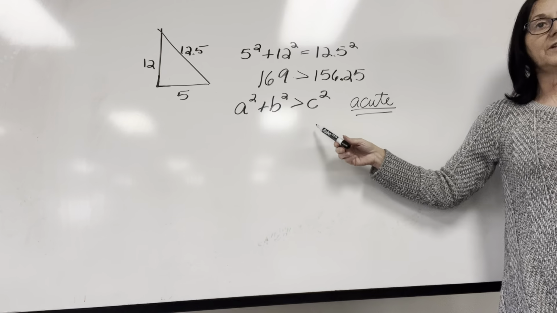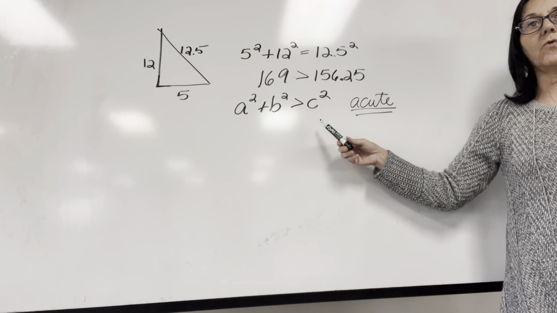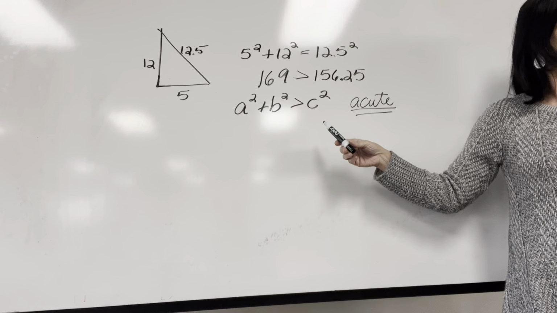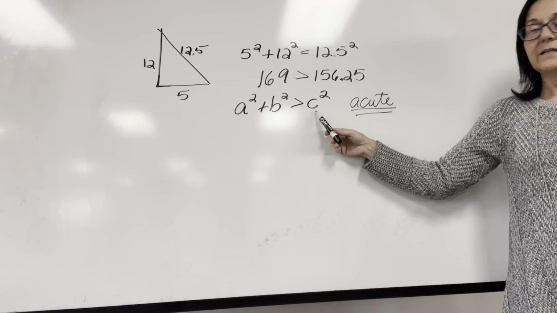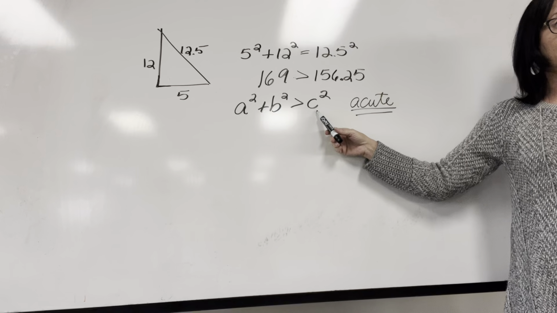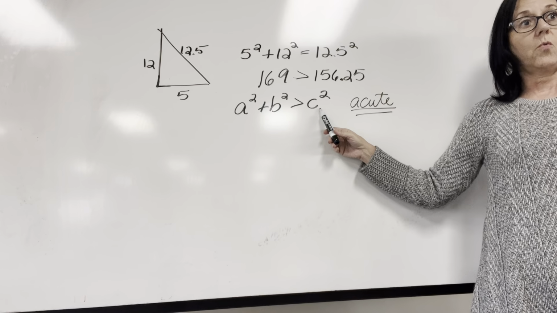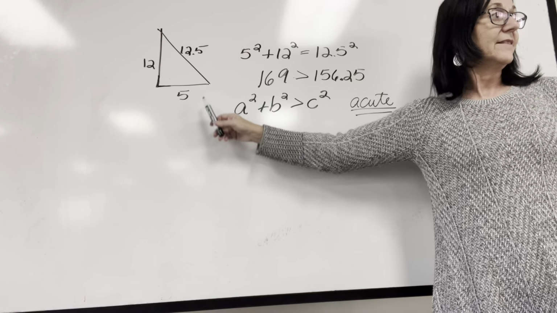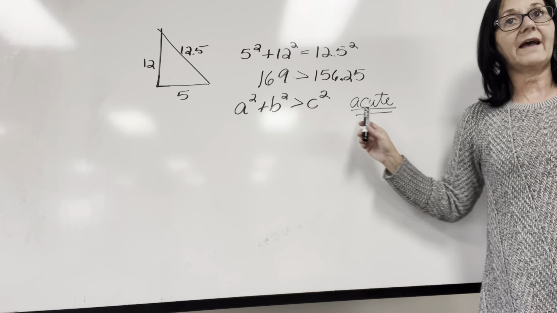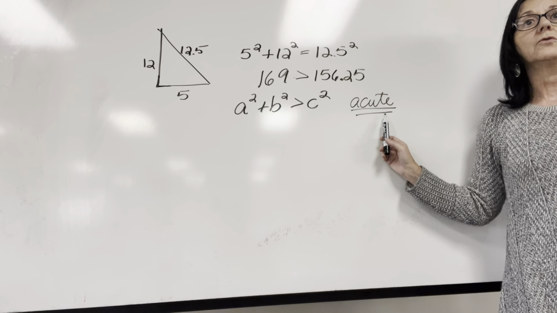Ladies and gentlemen, this is what you need to know, and you have to know this for the test. If c squared, the longest side squared, is less than the sum of the other two sides squared, then we have an acute triangle.